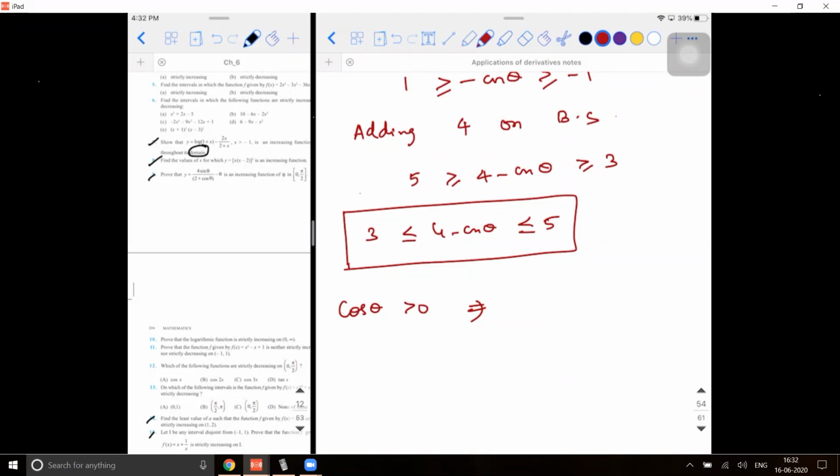Sir, in the question, it's given pi by 2 in the square bracket, right? Yeah, that's what I'm saying. It should be greater than or equal to. See, I'm telling you, there is a mistake in it. Okay, fine.